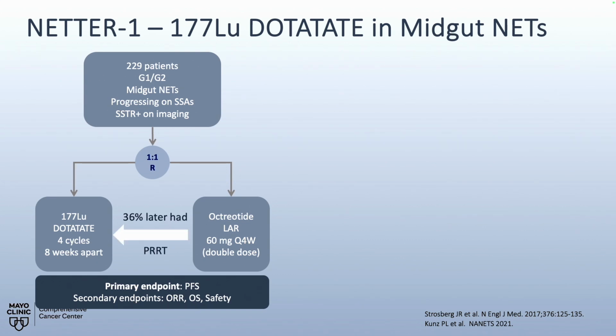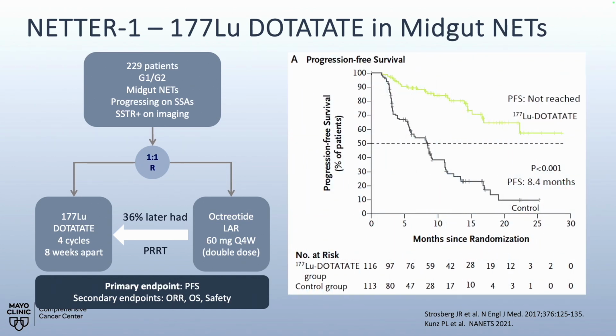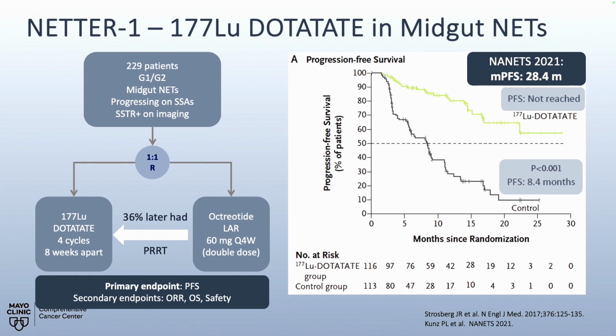It didn't have a crossover, but 36% of the patients, those who got octreotide, ultimately got PRRT later through different mechanisms. So we have to keep that in mind. And then these are the progression-free survival curves, and I'm going to show you how this actually works. We can all see that the green is really different from the black, so you can sort of drive a car through this, it's so wide. And the progression-free survival is not reached in the control group. It has been reached since. It actually ended up being about 28 months.